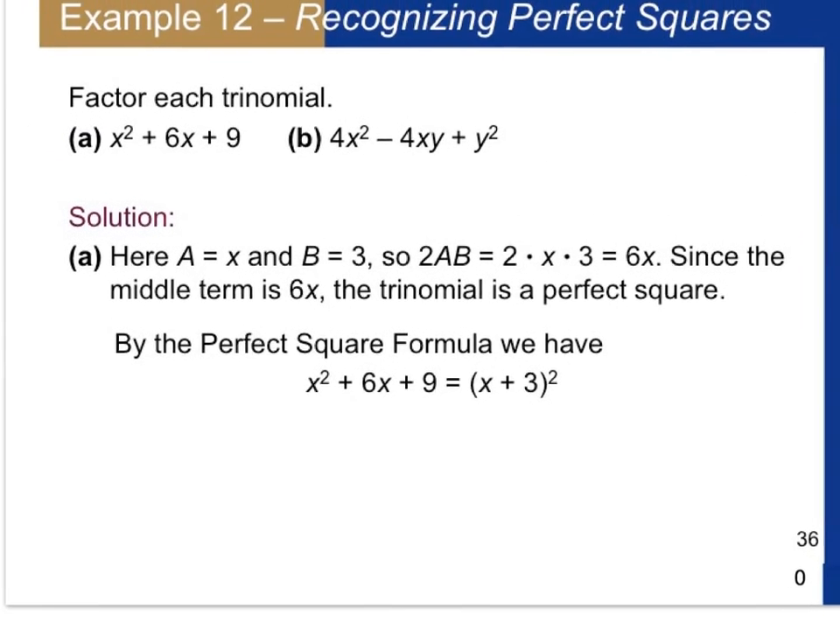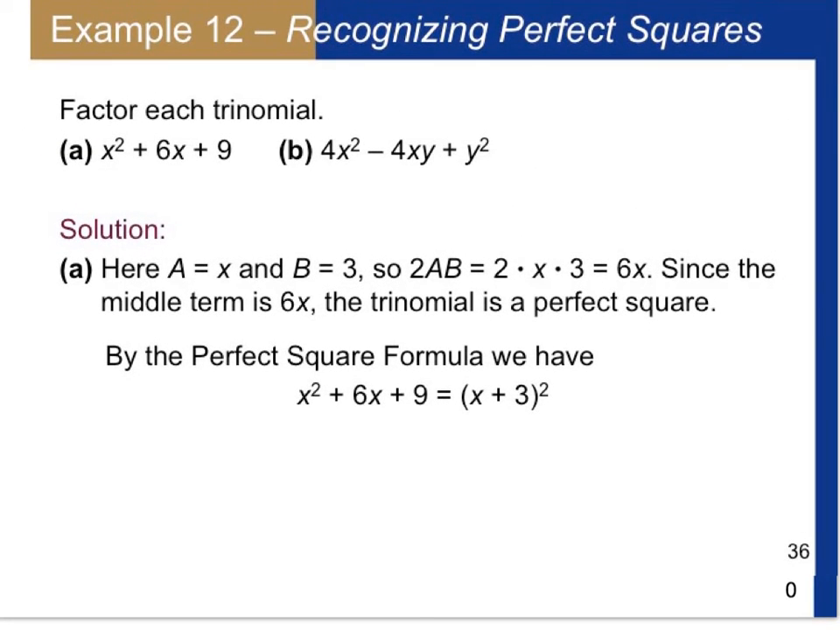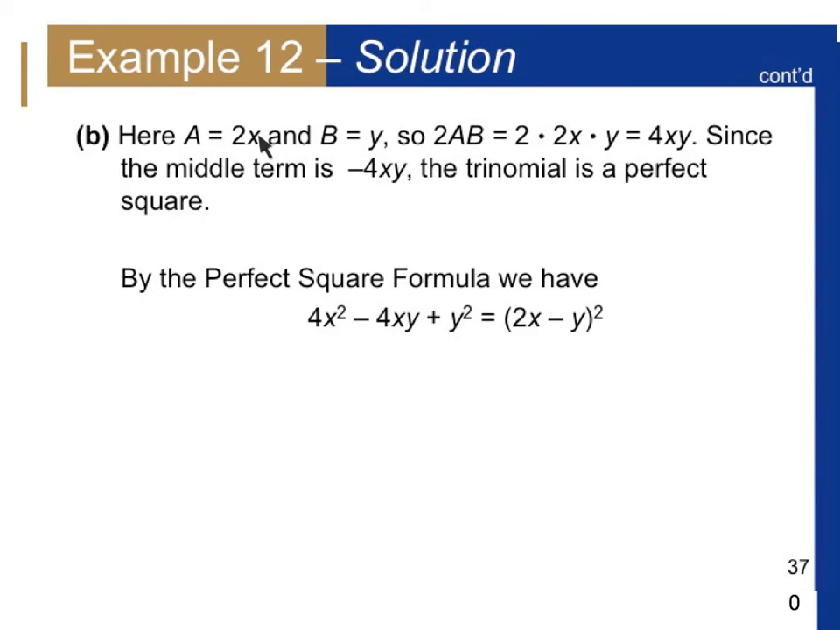Okay, and we're also going to try to factor this, 4x squared minus 4xy plus y squared. Now we also recognize that as a perfect square. So here our a is 2x and our b is y, and our 2ab would be 2 times 2x times y, which is 4xy. So this 4x squared minus 4xy plus y squared would just be 2x minus y, quantity squared. Okay, we could do this by doing FOIL in reverse too.